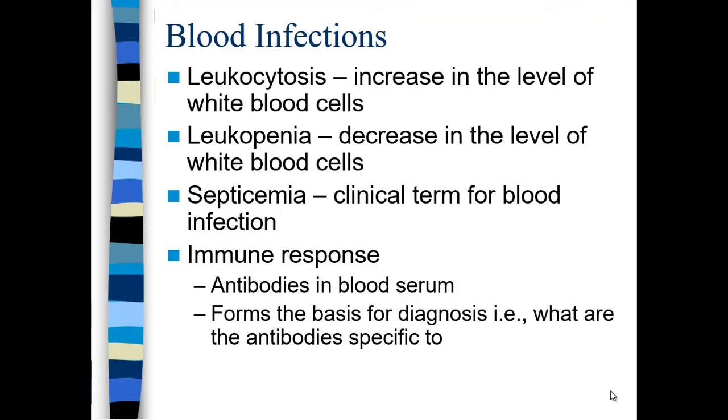And then the immune response, antibodies to a particular pathogen will appear in the blood serum. And this forms the basis for diagnosis. So you can test the antibodies that the body is creating, and then you can figure out what disease the infection is being caused by. So you can do like an HIV test, just by looking for antibodies in the blood against human immunodeficiency virus.